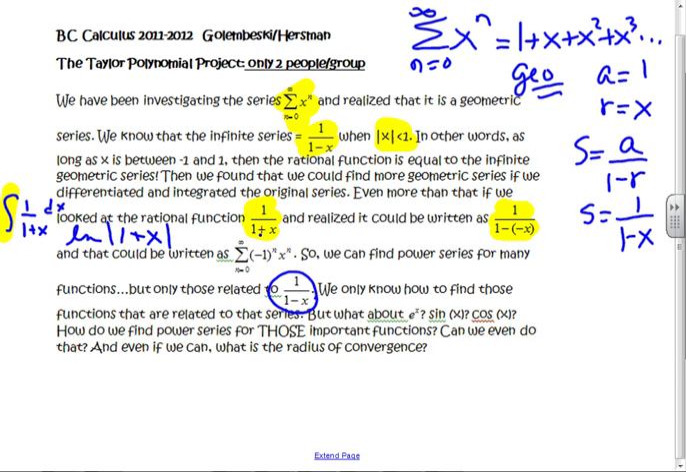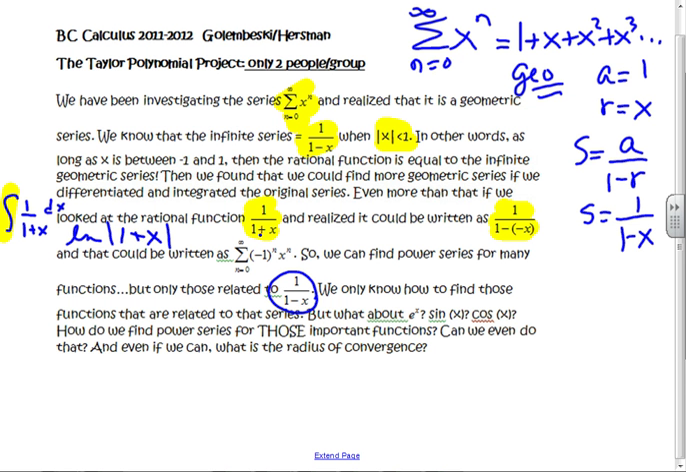Okay, so we found power series for many functions, but only the relatives of this function. You can differentiate, you can integrate, you can multiply by x or x squared. You can do a whole bunch of things to that. But I can't get e to the x from it. I can't get the sine of x from it. So that's what we're going to do. We only know how to find those functions that are related to that series. They have to be relatives, even if they're distant relatives.